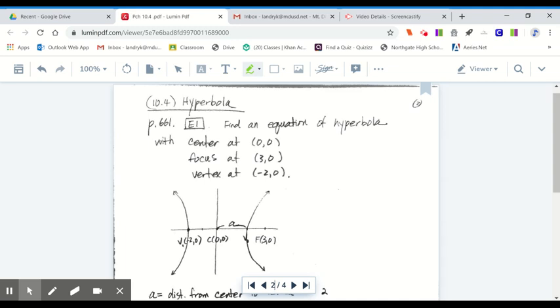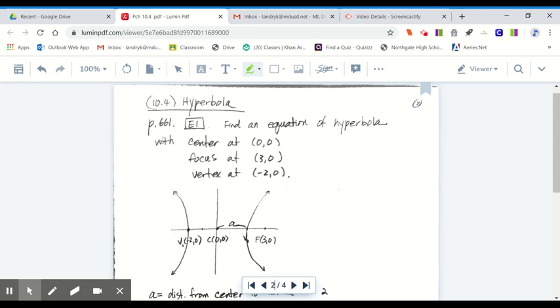So center (h, k) is at (0, 0). One of the vertices is at (-2, 0). That means the center to vertex distance, a, is going to be 2. The distance is 2 units, and the other vertex is going to be at (2, 0). One focus at (3, 0), that's right here. So that means my c is going to be 3. And we don't know what b would be.